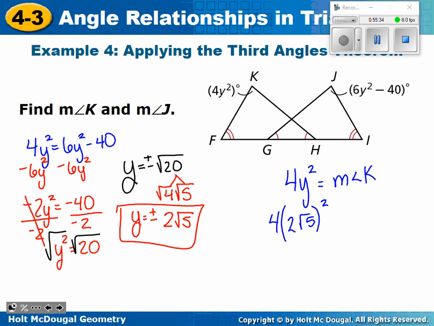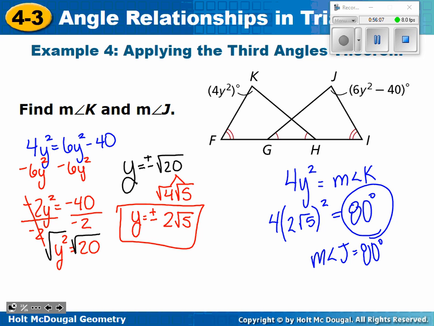4 square roots of 25. When you are multiplying, you will multiply the 2 and the 2 and the 5 and the 5. Okay? What is the square root of 25? 5. So we have 4 times 4 times 5. 4 times 5 is what? 20. So we have 4 times 20, which is 80. Okay, so the measure of angle K is 80 degrees, which means so is the measure of angle J.